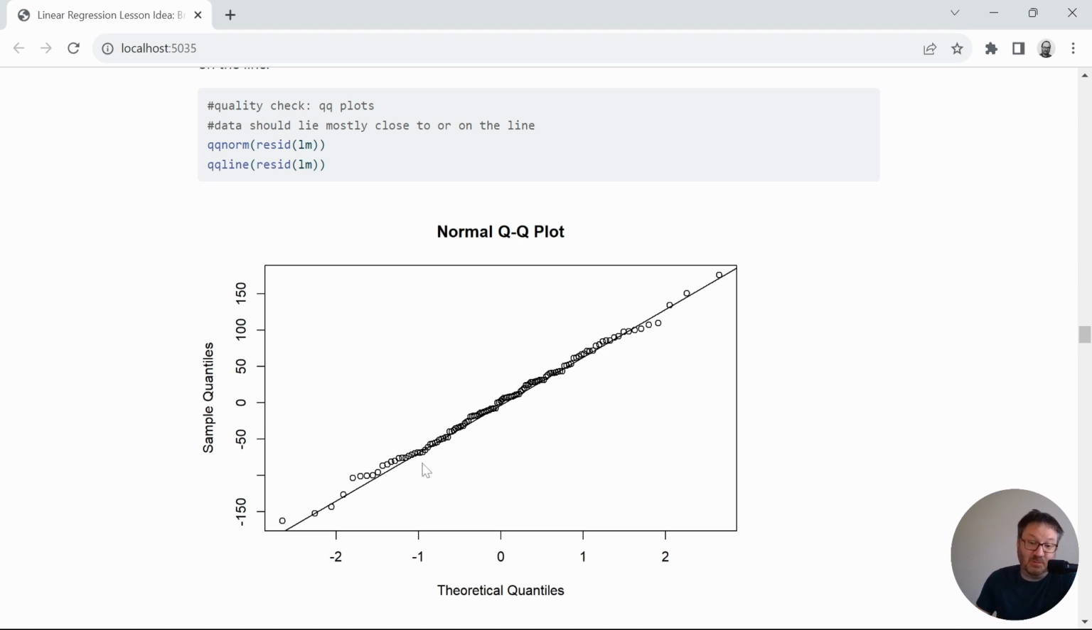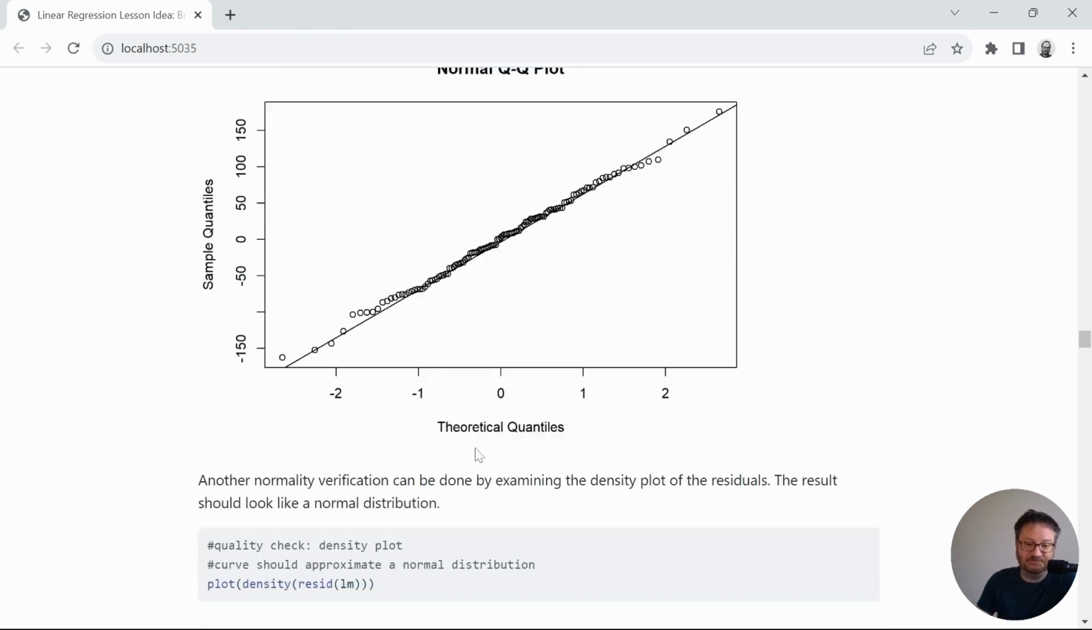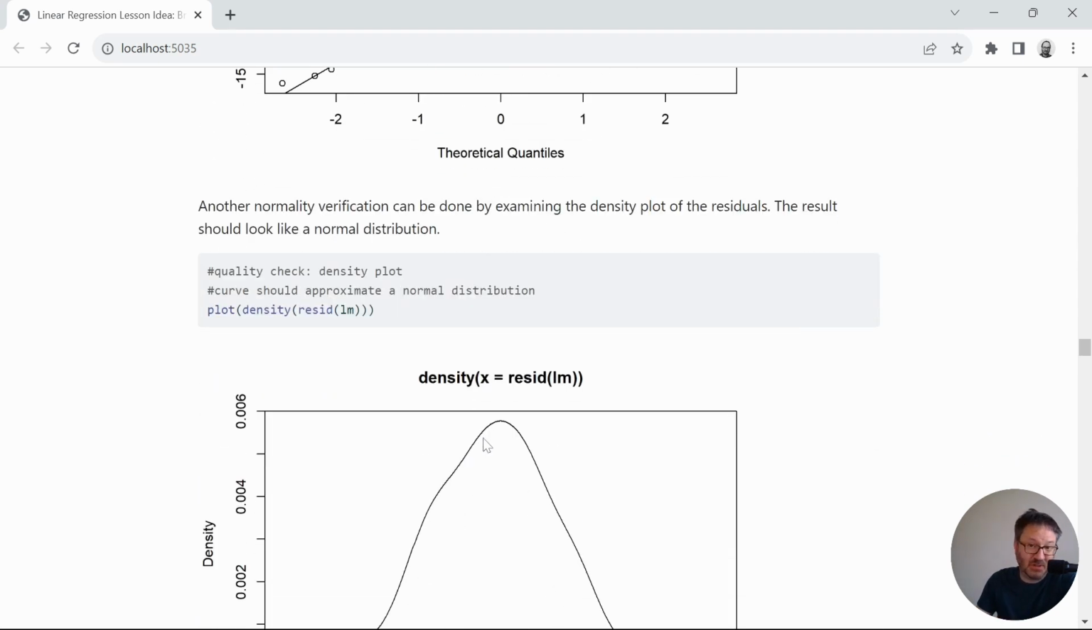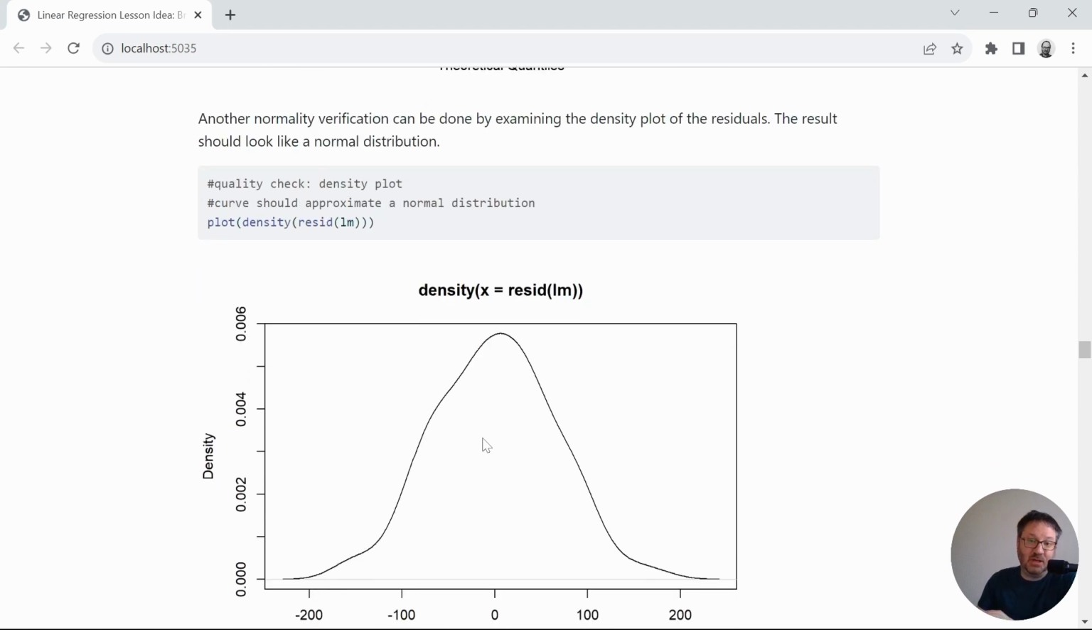And this particular plot produces essentially a string of data points that should end up on a line. So here we see that most of these data points do in fact line up, and so that's a good indicator that everything's okay. And then another way you can look at normality is to plot the density of the residuals.